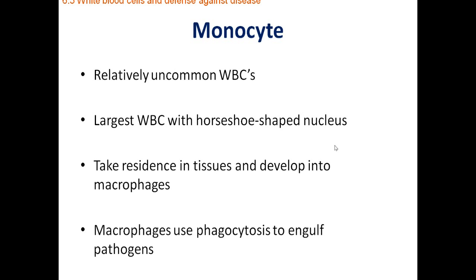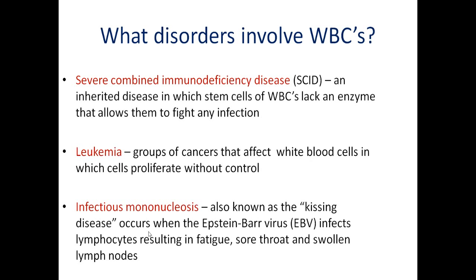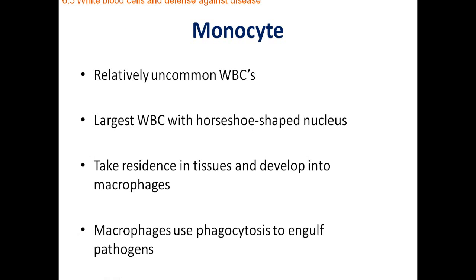Okay, now monocytes. There's not too many monocytes. They're really, really big. Monocytes develop into macrophages. When monocytes are in the blood, we call them monocytes. If they migrate from the blood into the tissue, they're called macrophages. A macrophage is going to engulf pathogens. We have them in our lungs, our brain, our kidney or our liver. They're all over the place.